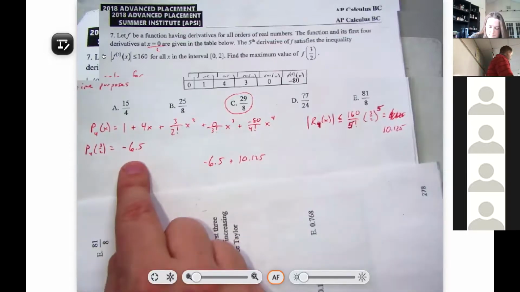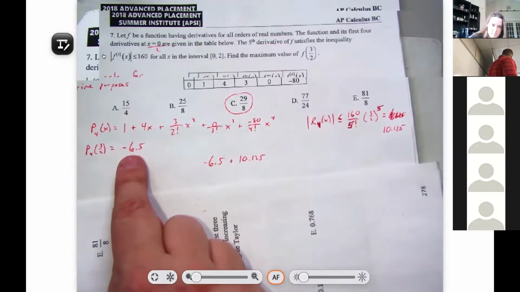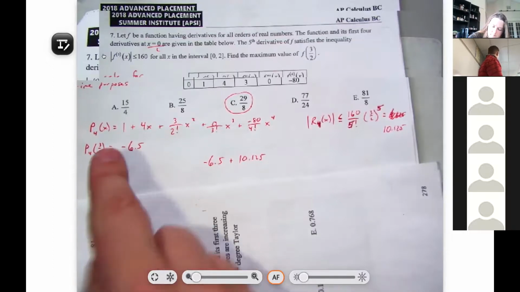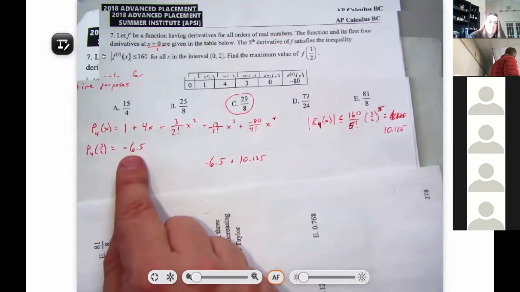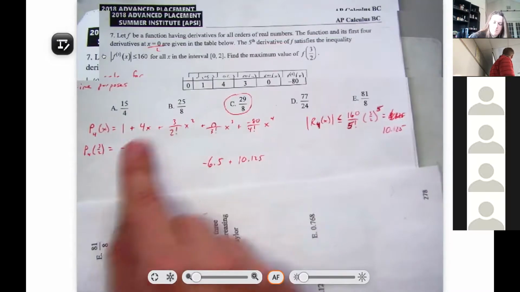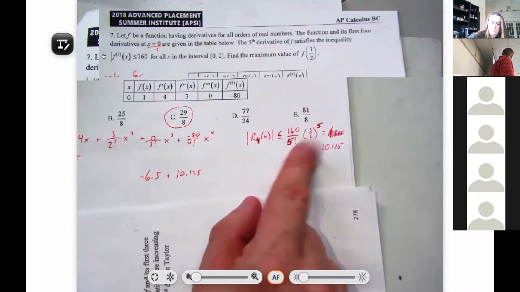So the approximation is negative 6.5. If I did a fourth degree Taylor polynomial approximation of this function, I would get negative 6.5. I want to know how big could the actual value possibly be? Not what is the actual value, but how big could it possibly be? Well, that means I got to find how far off this number can be from the actual value. That's what this is over here.